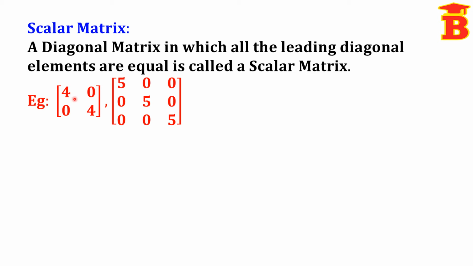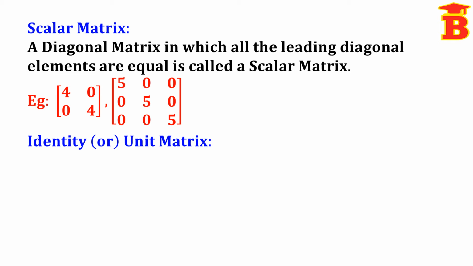See the example. In the first example, in this diagonal we have only 4, 4. Other numbers 0. It's a scalar matrix. See the second example. This is the leading diagonal. In that we have same number 5, 5, 5 and other numbers are 0. Then it's called scalar matrix.